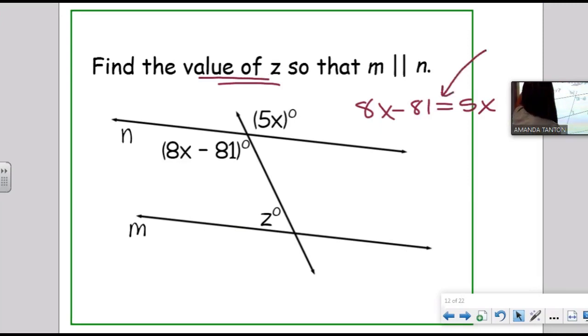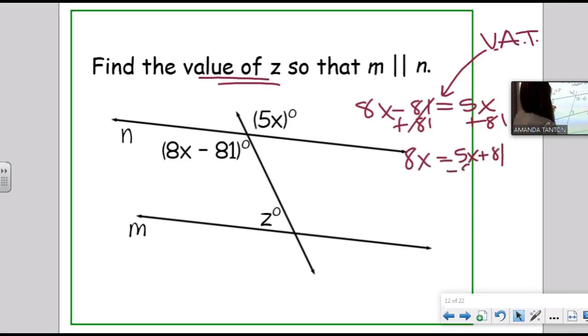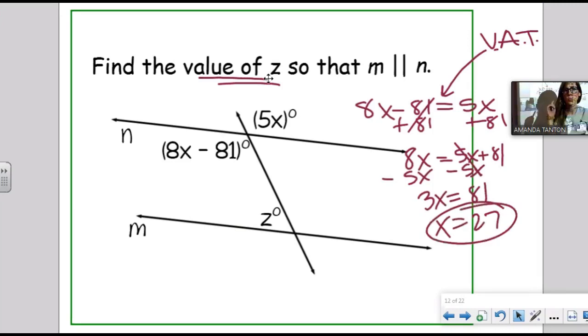Why are they equal? Because they are vertical angles. And the vertical angle theorem says they're always equal, their measures at least. Okay, I'm going to add 81 to both sides. 8x equals 5x plus 81. Subtract 5x. 3x equals 81. x is 27. It didn't want us to find x, it wanted us to find z.